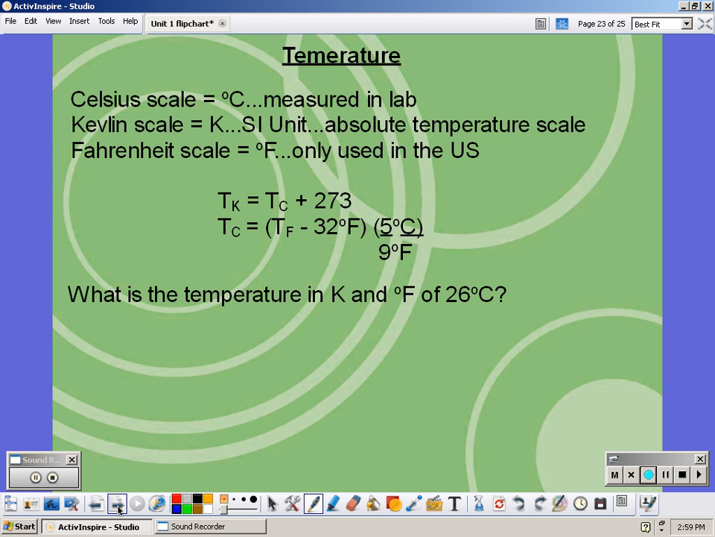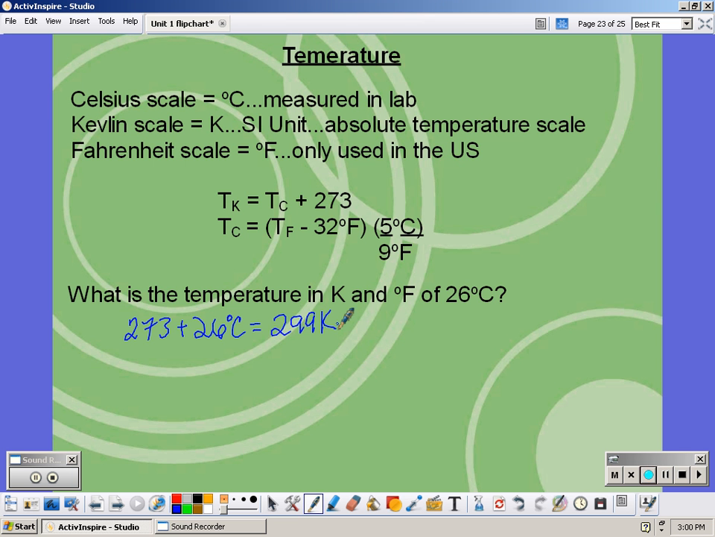In Chem 1, we only ask you to convert from Kelvin to Celsius, but you do need to know how to convert from Fahrenheit to Celsius. So if we take 26 degrees Celsius, how would we convert it into Kelvin and Fahrenheit? For our Kelvin temperature, we're simply going to add 273. So 273 plus 26 degrees Celsius gives us 299 Kelvin. When you add and subtract, significant figures are based on decimal places, and because 26 degrees Celsius doesn't have any decimal places, my Kelvin doesn't have any decimal places.